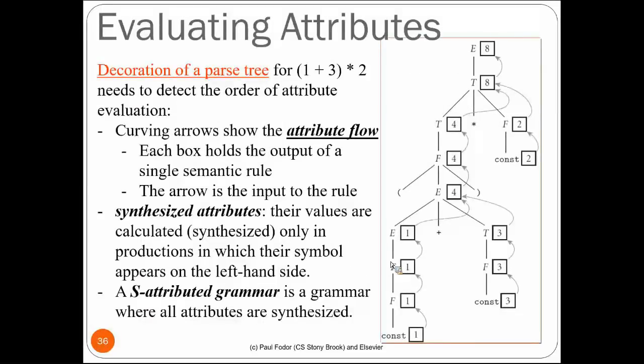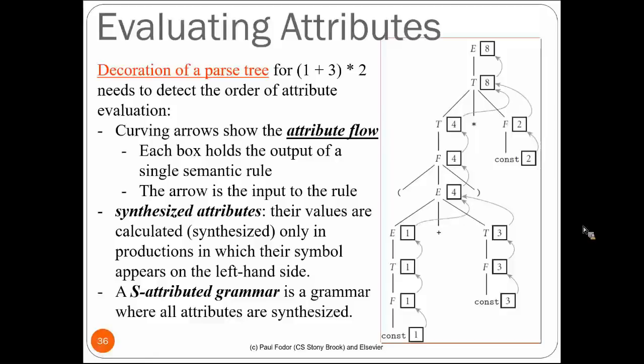Now, if we are given that grammar that we had before, that an expression is a term, or is a term multiplied with a factor, and so on, or a term plus an expression, and so on, we have to decorate the parse tree. In this case, that is done through how the attributes are computed from the values of other attributes. In the parse tree on the right-hand side, I'm using curved arrows to show the attribute flow. Each attribute is computed based on values in other attributes. The arrow signifies which is the input attribute and which is the output attribute for that attribute flow.